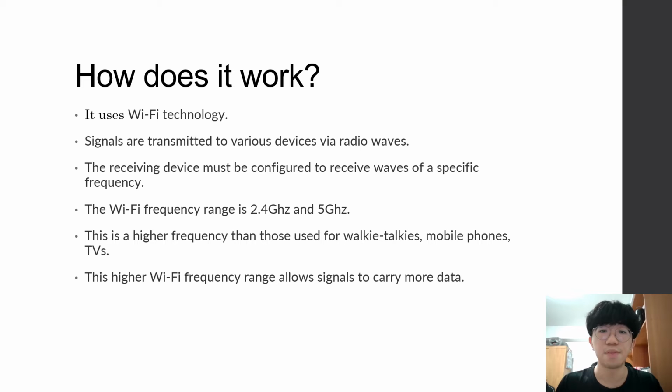The receiving devices must be configured to receive waves of a specific frequency. The Wi-Fi frequency range is 2.4 GHz and 5 GHz. This is a higher frequency than those used in walkie-talkies, mobile phones, and TVs. This higher Wi-Fi frequency range allows signals to carry more data.